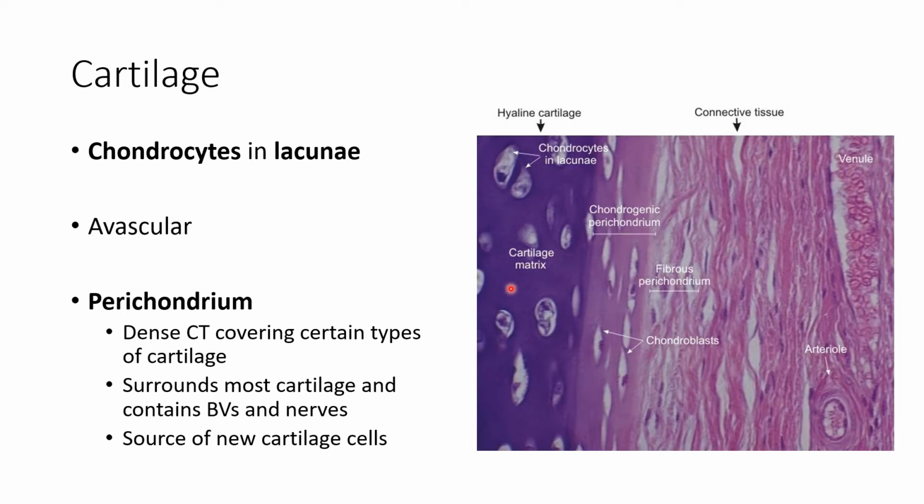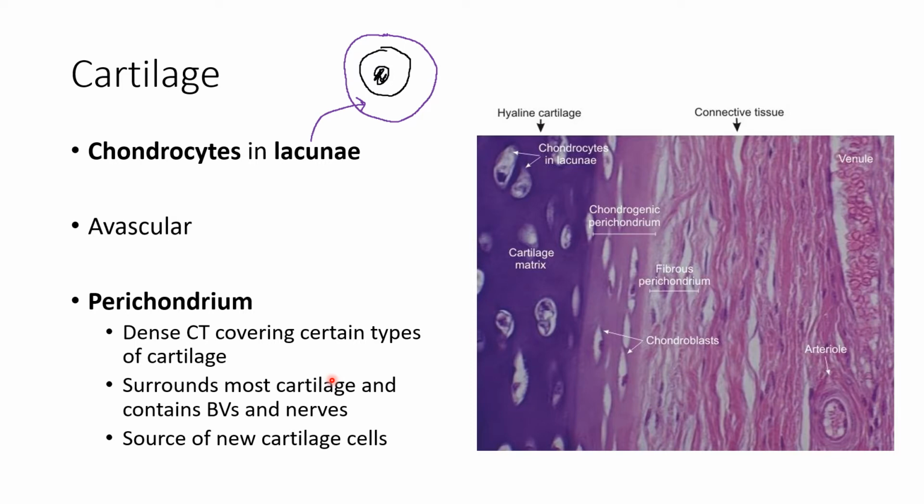The particular cells that we see in cartilage are called chondrocytes. The root word chondro means cartilage, and they live in these hollowed spaces called lacunae. So here's a nucleus, here's my chondrocyte, and then it lives in a cavity called a lacuna. And we'll see that again with bone as well.